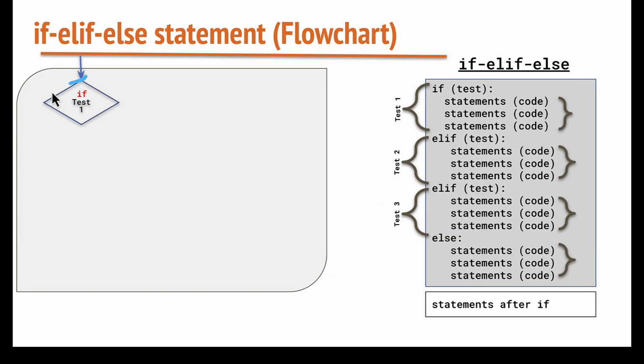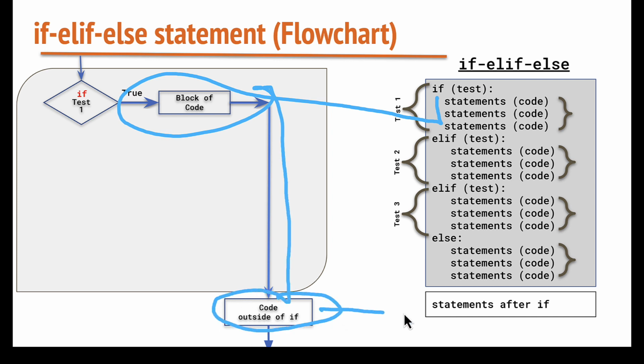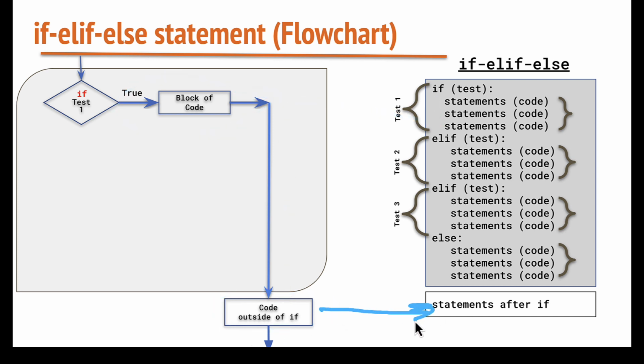Again, we're going to start out with a decision, and this is done with the symbol of that diamond. So we have our first condition. If the test is true, then we're going to execute this specific block of code. After it's done, it drops out and continues on with statements after the if. And remember that anything we do with the if, we have our condition, followed by a colon, and then everything here is going to be indented.